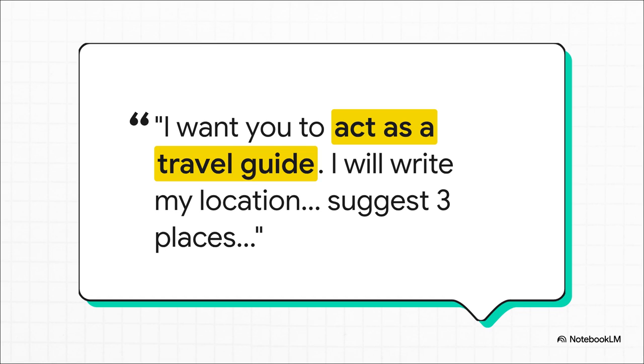And here's a perfect example of a role prompt taken right from the source material. See how clear it is? I want you to act as a travel guide. Boom, role established. Then it sets the expectation. I'll tell you my location and you suggest 3 places nearby. Super clear. You could even add more layers, right? Like suggest these places in an upbeat, enthusiastic tone, guiding the style even further. It really helps focus the AI.